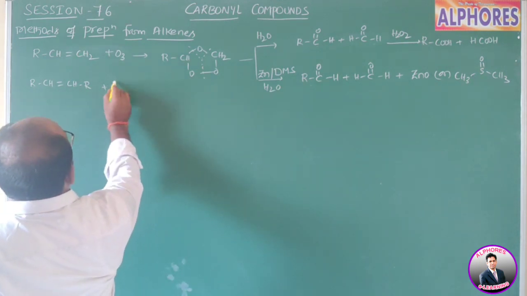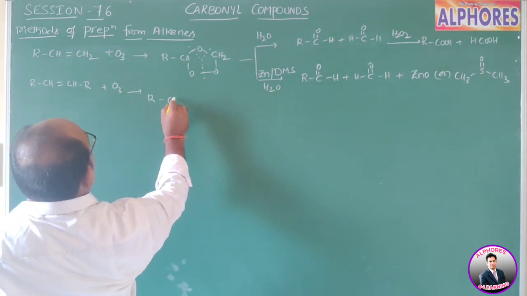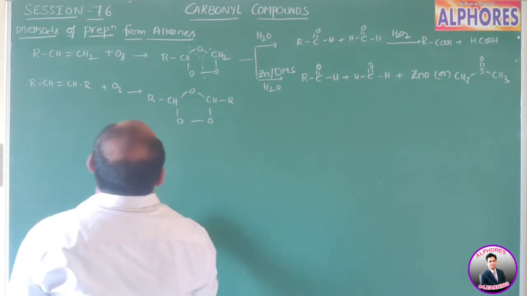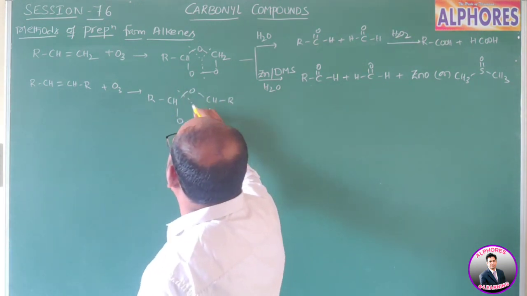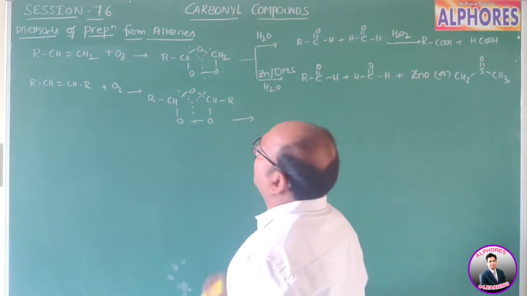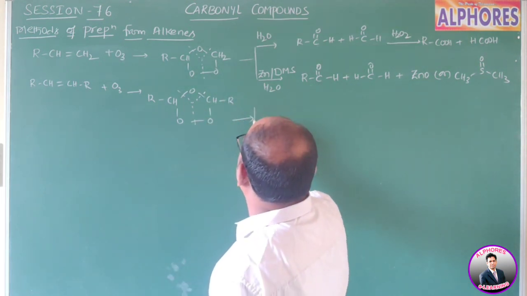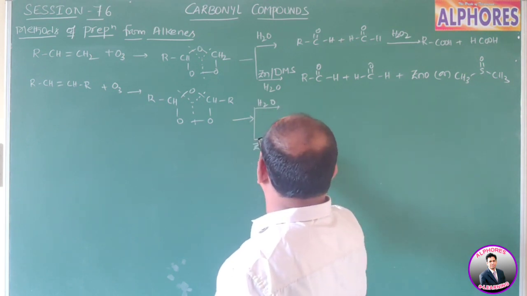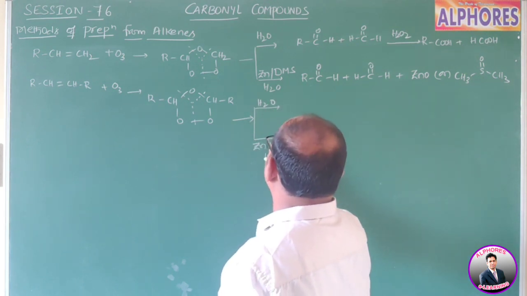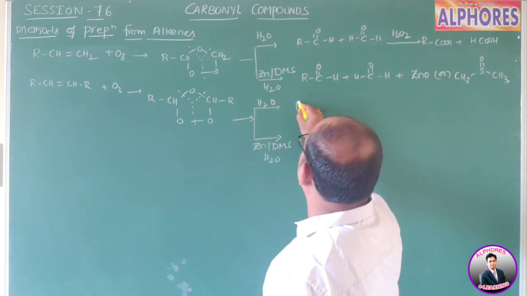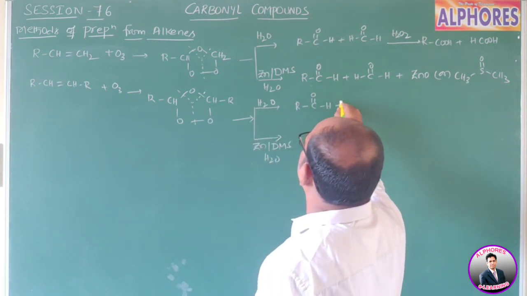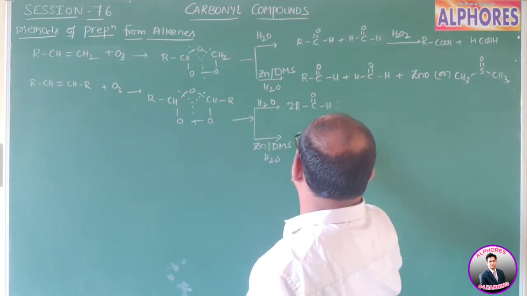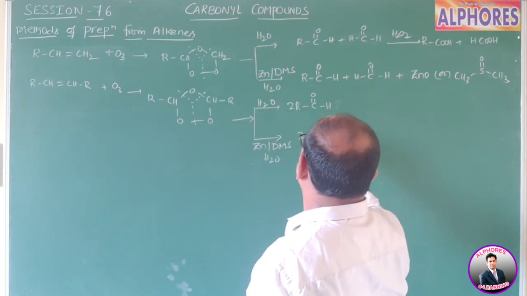In this case, upon ozonolysis, we are getting RCH, CHR, and this one is the ozonide, which upon hydrolysis, again this hydrolysis is of two types. Normally we are using water, and in the presence of zinc or dimethyl sulfide and H2O. So the product we are getting here, in both cases, is 2 moles of aldehyde, RC=OH, RC=OH. Here also 2 moles of RC=OH.